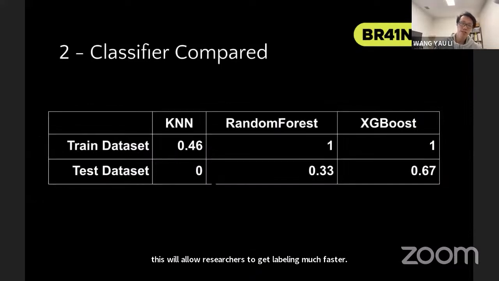Then the second part is about the classifier. We tried three kinds of classifiers: KNN, random forest, and XGBoost. I would say because of the small data set, the test results might not be very accurate or representative, but at least it shows that it might be doing something.